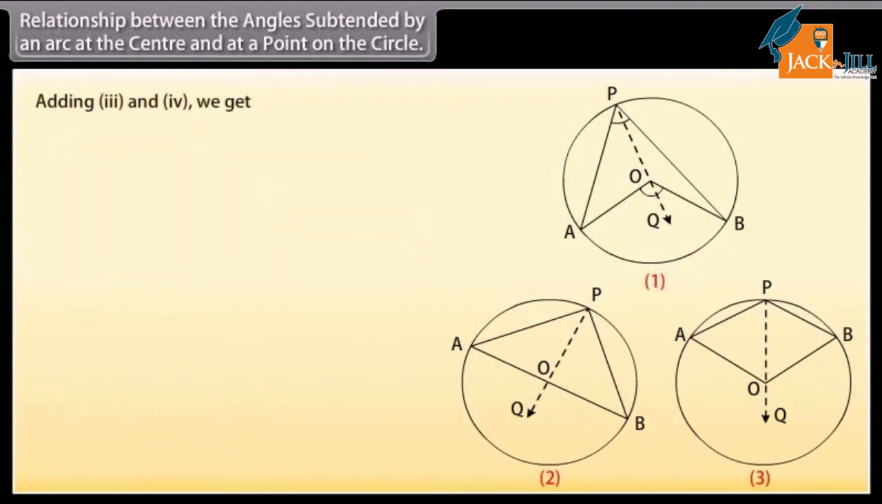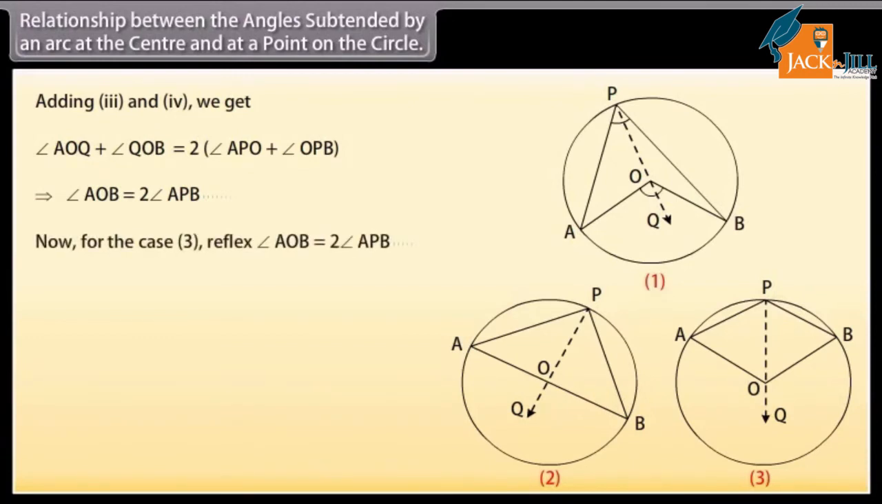Adding 3 and 4 we get angle AOQ plus angle QOB is equal to 2 into angle APO plus angle OPB. Similarly, angle AOB is equal to 2 angle APB. Now for the case 3, reflex angle AOB is equal to 2 APB, hence proved.